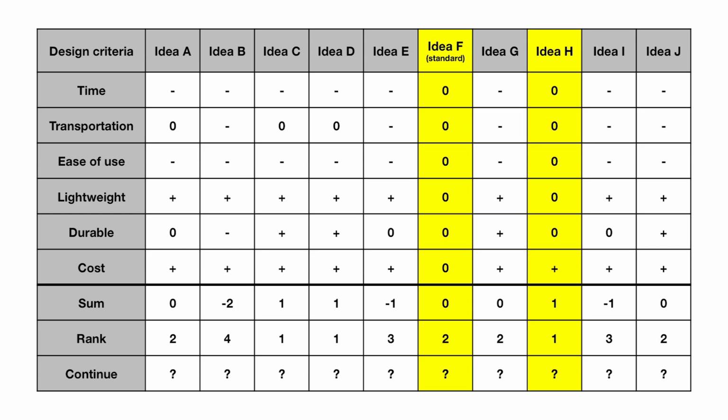And if you look at all of the other proposed solutions, for example A, B, and C, what you'll see is that they track identically for time, ease of use, lightweight, and cost. There is some variability for transportation and durability. However, using F as a standard is not able to distinguish between all of these different solutions.